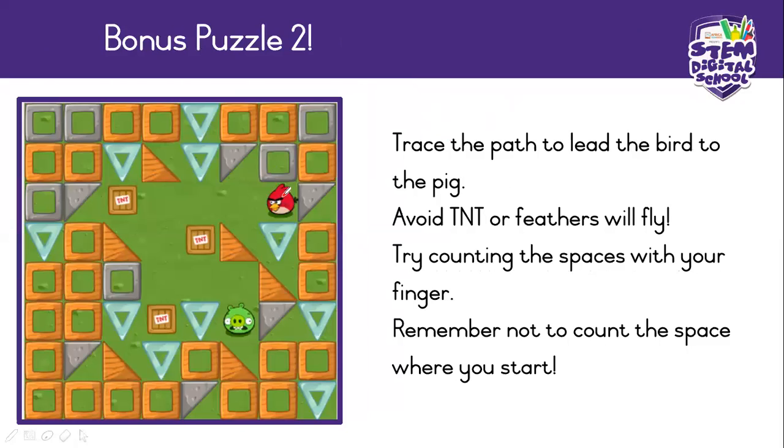Right, this was the bonus puzzle, number 2. Trace the path to lead the bird to the pig. Avoid TNT or feathers will fly. Try counting the spaces with your finger and don't count the space of where you start. Okay, so if we count the spaces with our finger, it will be 1, 2, 3. So we will move 3 blocks west. Then we need to go down. So 1, 2 blocks south, 1, 2 blocks east, and 1 block south. So we are just going to quickly review that in our code.org.